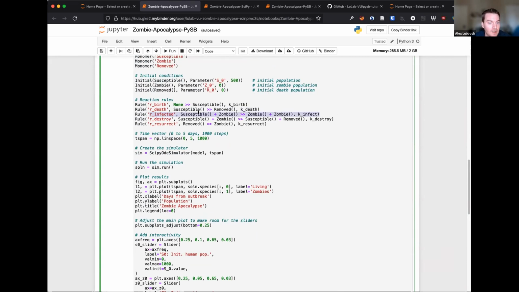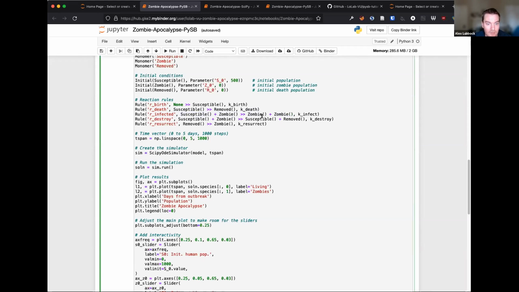If you think in a chemical model, it's easier to think about the reactants, because you know A plus B, both A and B are needed, right? So you need to think about what are the reactants and the products. So we have a susceptible plus a zombie goes to a zombie plus a zombie, right?